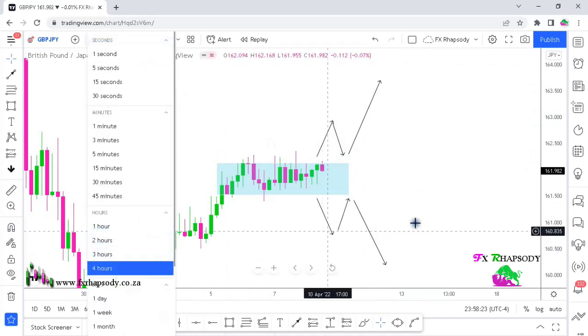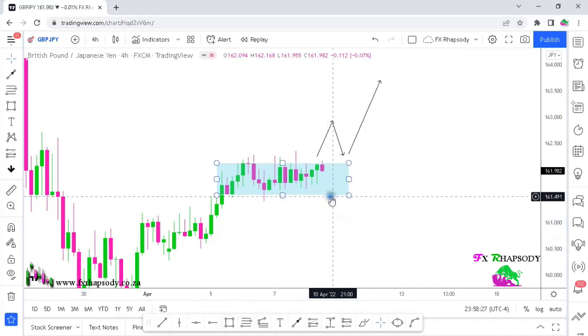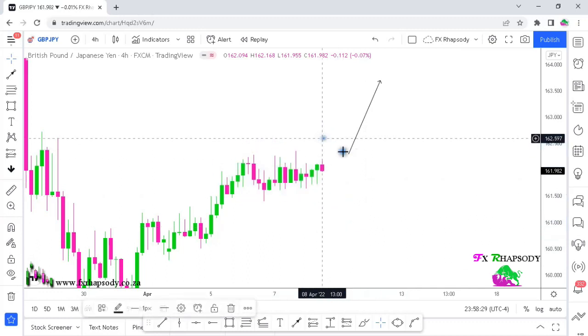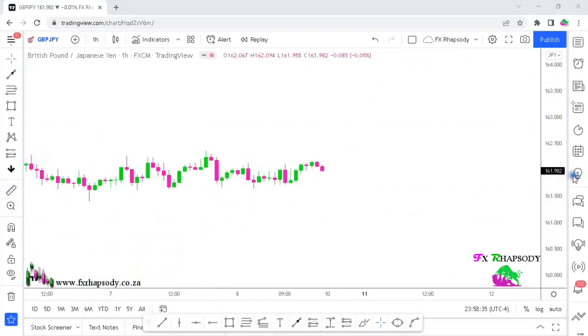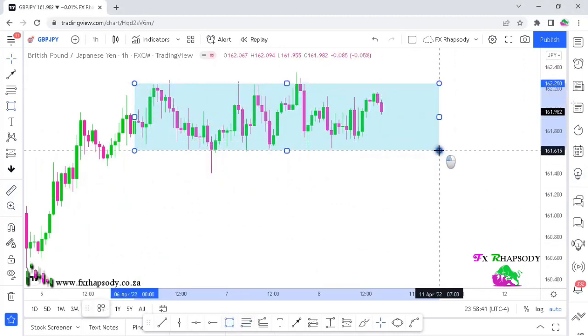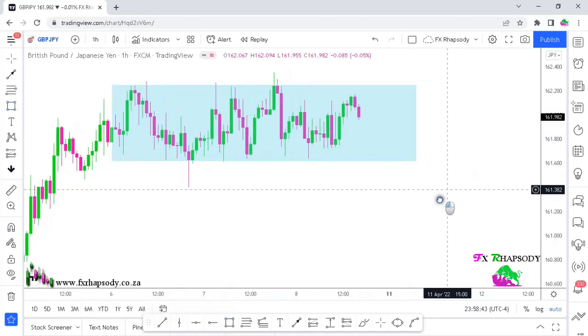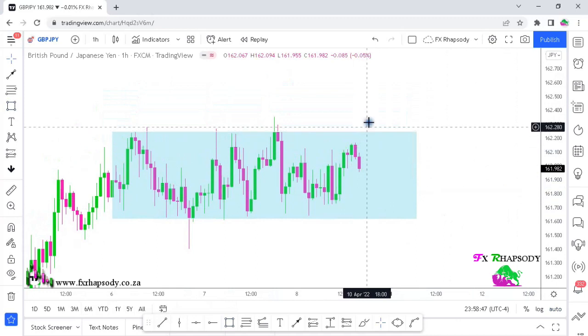So on an hourly time frame, nothing much to say because I'm looking at that box, and I'll show you now. Just keeping an eye out on this area over here, right there. Okay, that's it. So keeping an eye out to see what price is going to be doing.